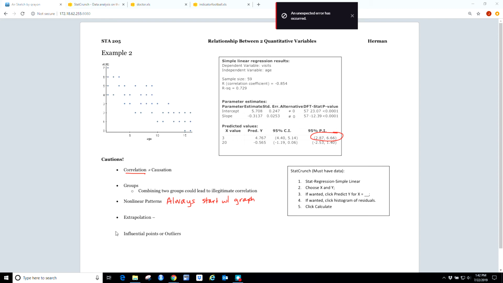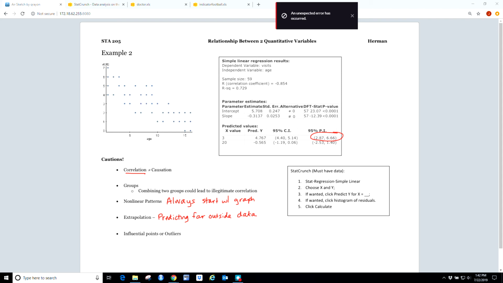This fourth one is the idea of extrapolation. So all that really means is that you're predicting far outside your data. So this goes back to what we were talking about at the end of example 2, when we were asked about trying to find the predicted number of doctor's visits for a 20-year-old. And we talked about how we shouldn't do that because we don't have values in our data set near 20.